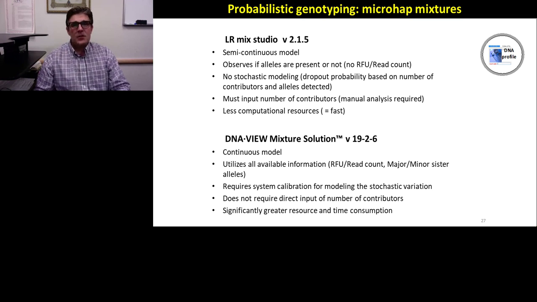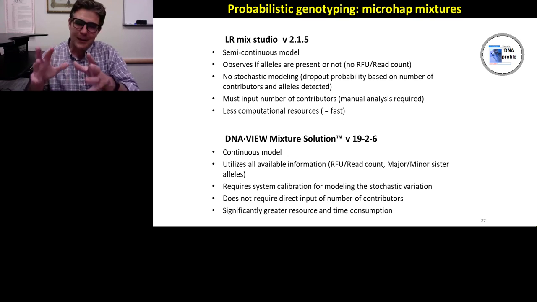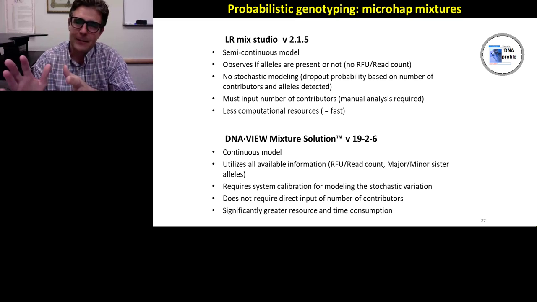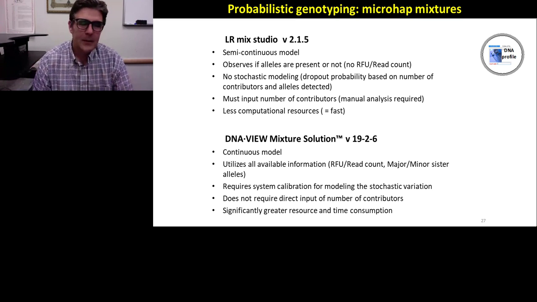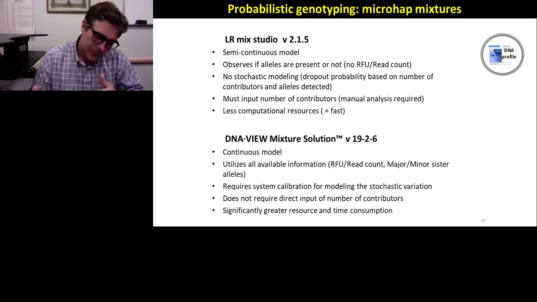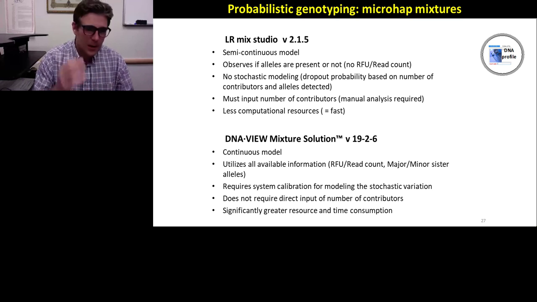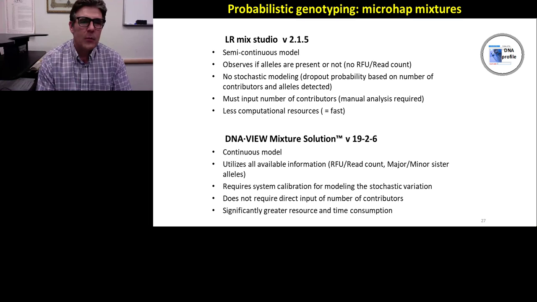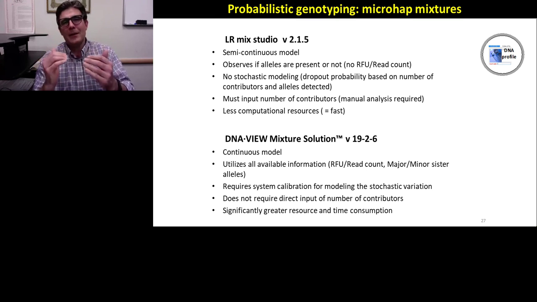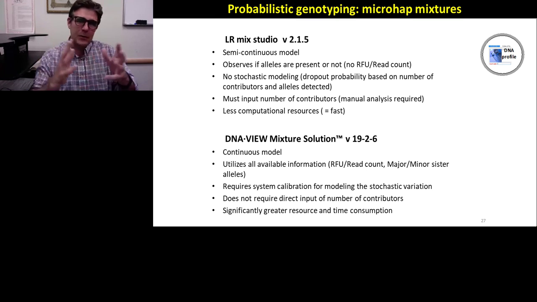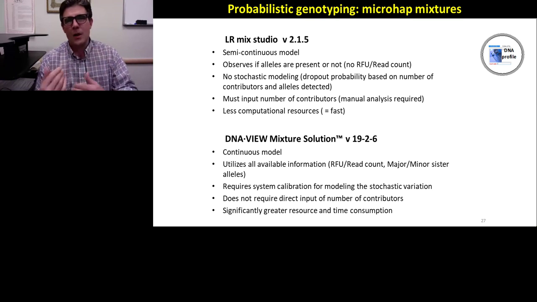Probabilistic genotyping, and this is the research that we're currently working on. So taking the output data from our bioinformatic pipelines, and then throwing it into probabilistic genotyping to see if it works. For this, we've been working on using LR-Mix Studio, which is a semi-continuous model that basically doesn't look at the height of the peak, so the amount of DNA, but simply looks at the presence or absence of alleles.